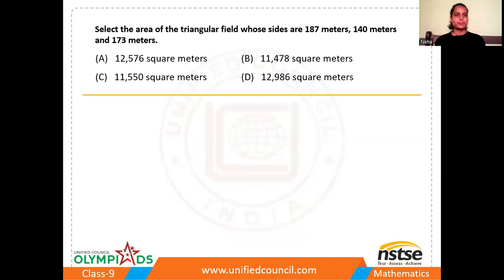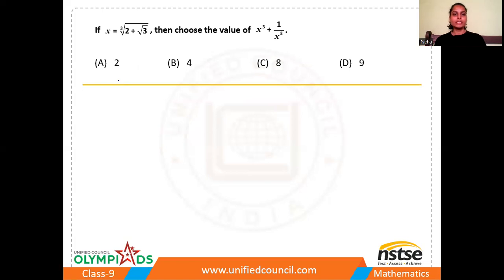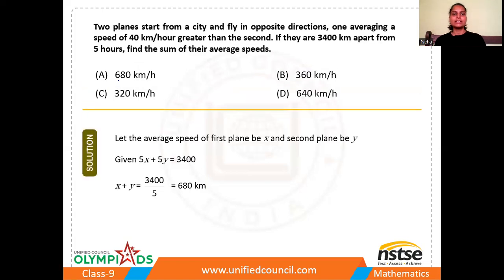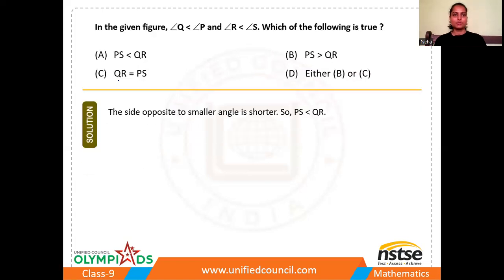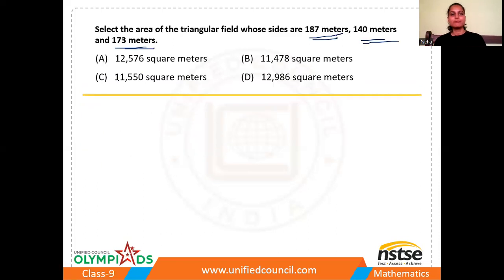That's it. Now select the area of the triangular field whose sides are 187 meters, 140 meters and 173 meters. Now students, these types of questions will take some time, because these questions have some calculation, right? So just save the time for these types of questions. Basically I just showed you that these other questions can save your time in the exam, so that you can have some time for these questions which have some calculation.